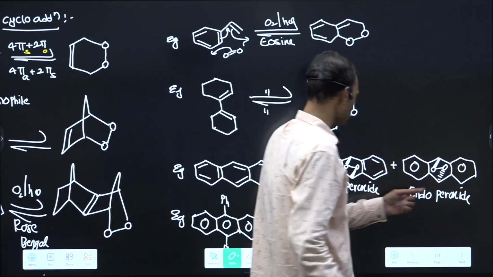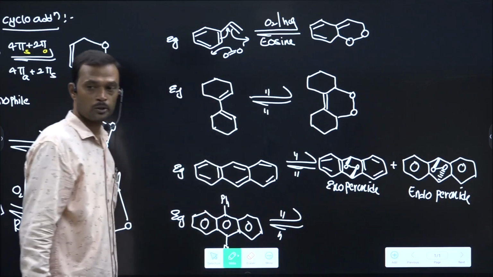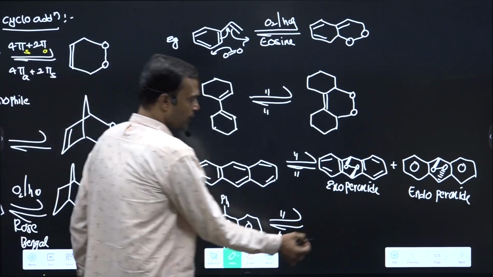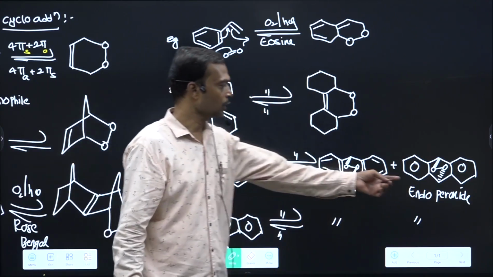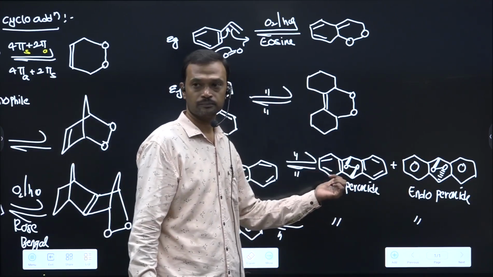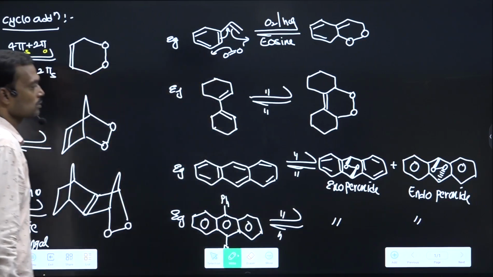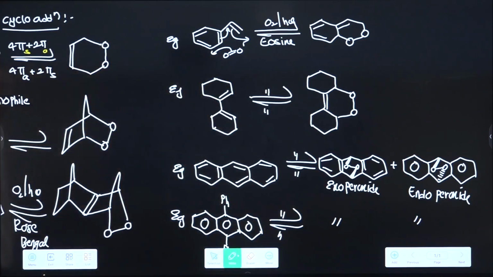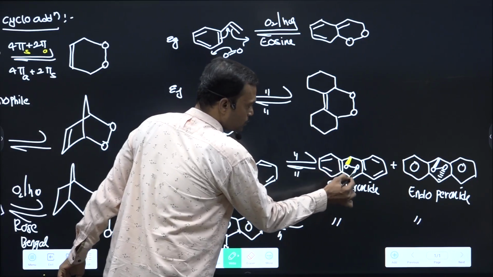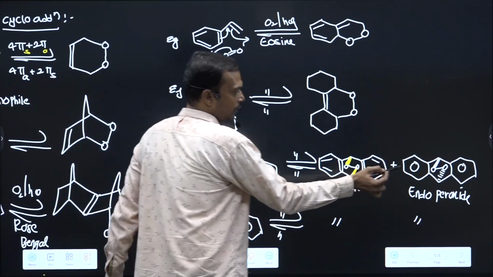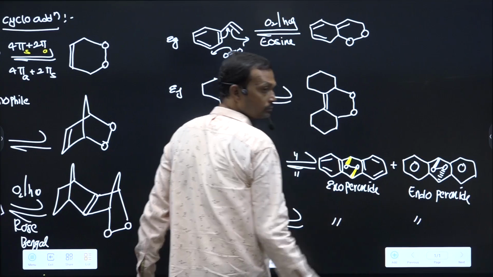This is called endo peroxide, this is exo peroxide. Two are possible. Here also endo and exo, but phenyl substitutions are changed. Here also two products are possible. Endo is major, exo is minor. Endo peroxide means one oxygen above, other oxygen below. Exo peroxide means two oxygens are on one side. Thick line and here also thick line. Here one thick line and one dotted line. That is called endo.